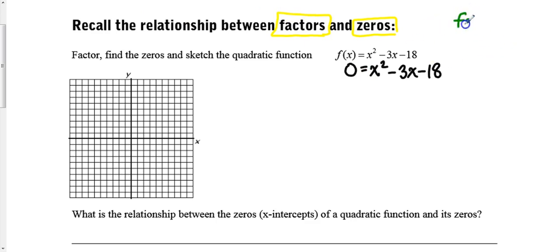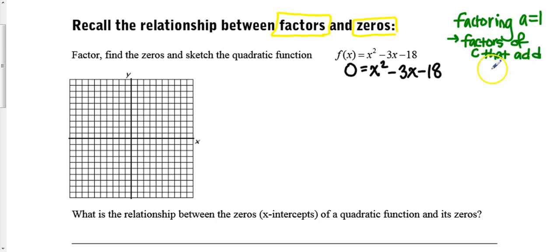So off to the side, let's make a little note. Factoring, a equals 1. So we recall, to factor when a equals 1, we need factors of C that add to B. So in this case, I'm looking for two numbers that multiply to negative 18 and add to negative 3.